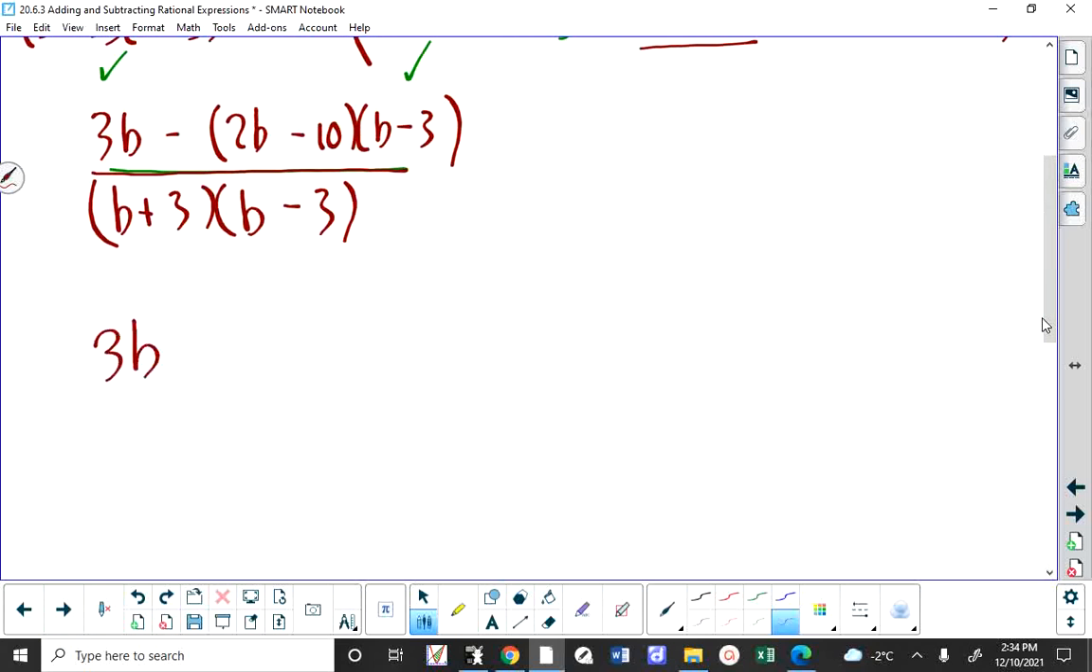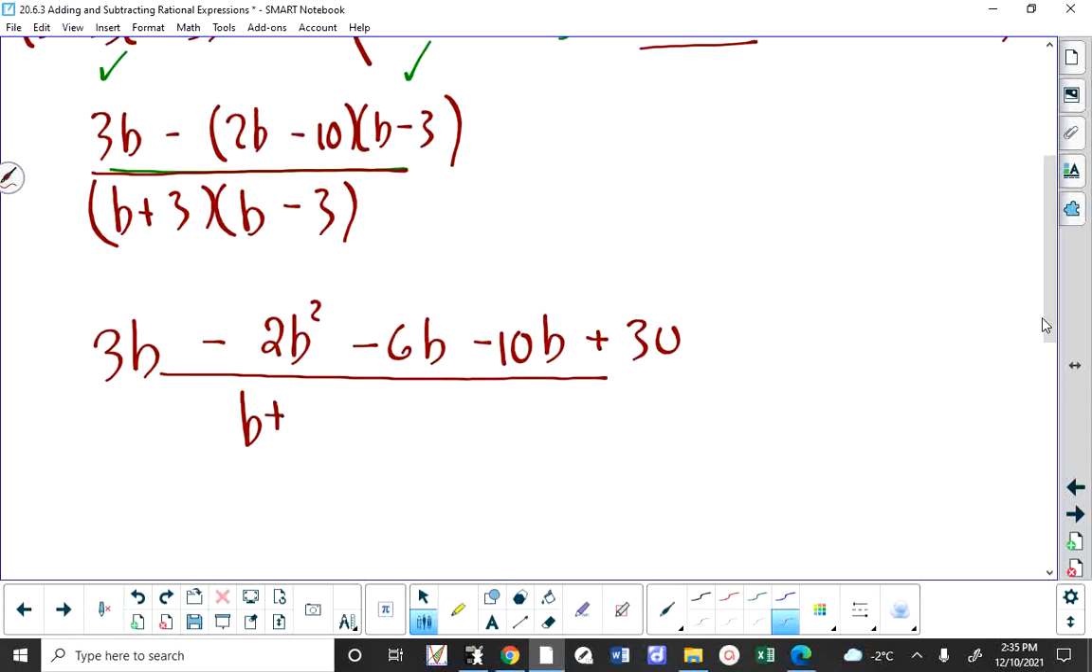3b, let's see, minus, okay, here we go. 2b times b is 2b squared. 2b times negative 3, which would be my outer, would be negative 6b. Negative 10 times b is negative 10b. Negative 10 times negative 3 is positive 30. I'll double check my FOIL. 2b squared, negative 6b, negative 10b, and 30. And this is over (b plus 3)(b minus 3).